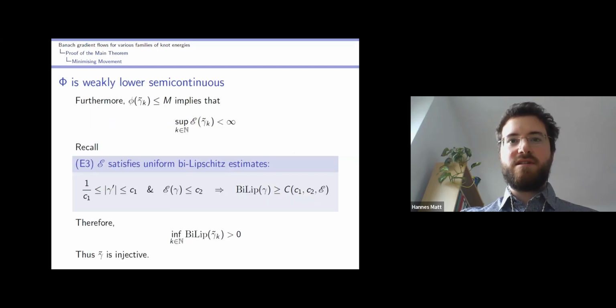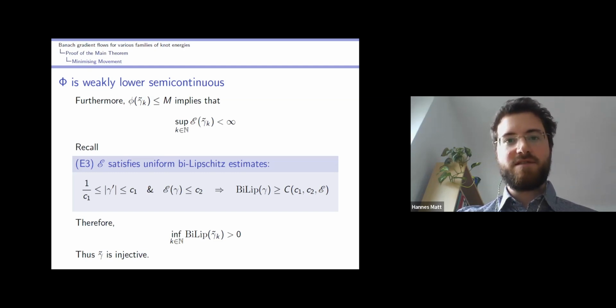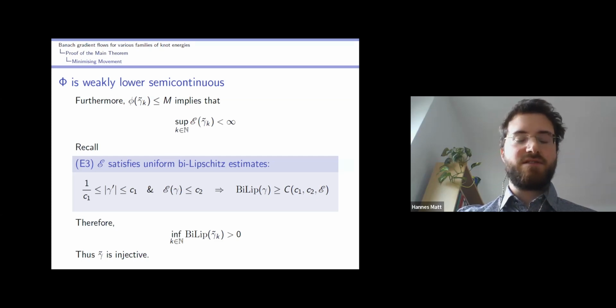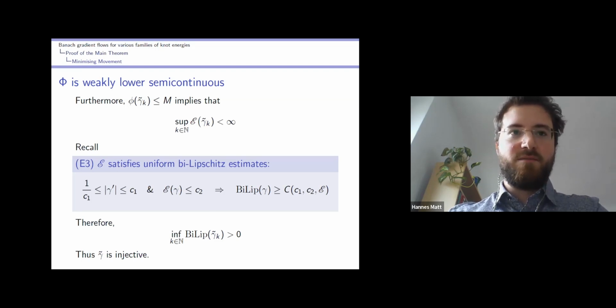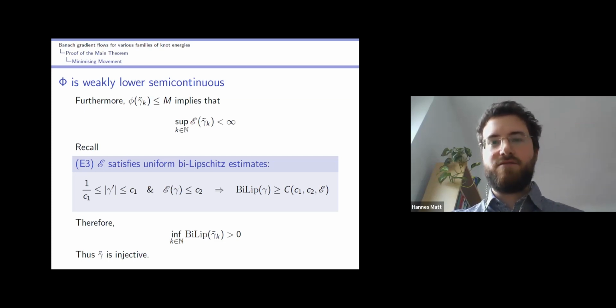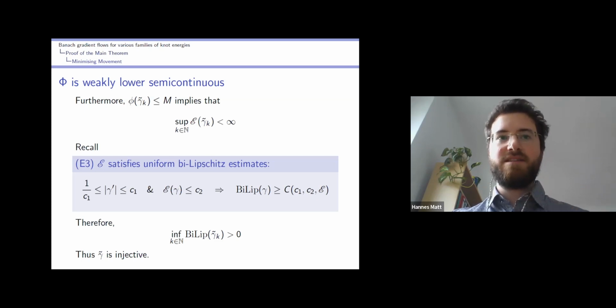So in total, we have shown that if we have a family of curves with bounded energy that weakly converge to another curve, then it's injective and regular. And by assumption on the subset of injective and regular curves, the energy is weakly lower semi-continuous. So in total, the energy is weakly lower semi-continuous. Therefore, we can apply this machinery of the direct method of calculus of variations and obtain this stepwise minimization scheme.